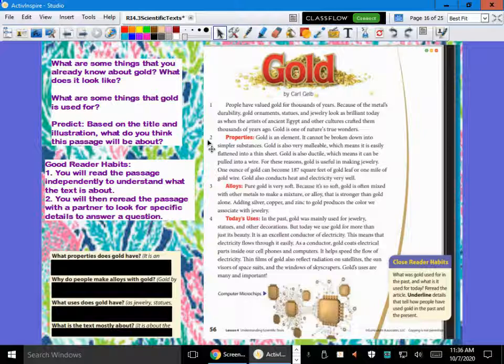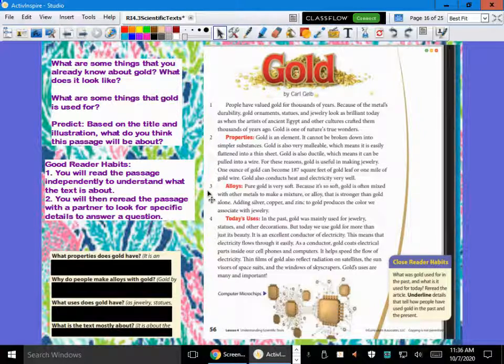Gold is also very malleable, which means it can be easily flattened into a thin sheet. Gold is also ductile, which means it can be pulled into a wire. For these reasons, gold is useful in making jewelry. 1 ounce of gold can become 187 square feet of gold leaf or 1 mile of gold wire. Gold also conducts heat and electricity very well.